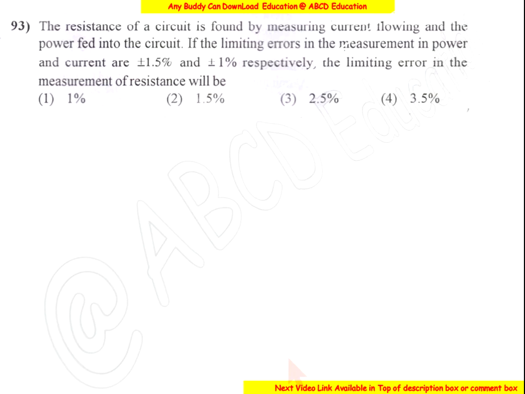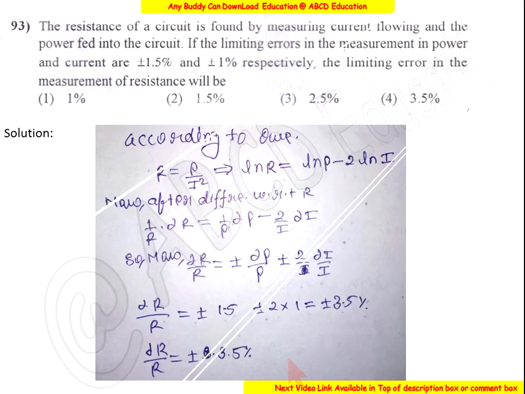Now come to question number 93. The resistance of a circuit is found by measuring the current flowing and the power fed into the circuit. If the limiting errors in the measurement of power and current are plus minus 1.5% and plus minus 1% respectively, the limiting error in the measurement of the resistance will be.